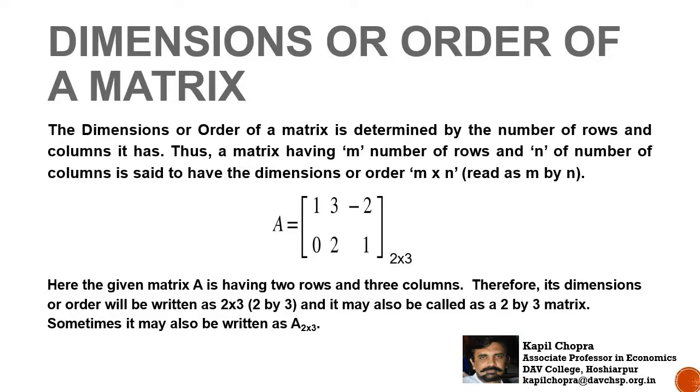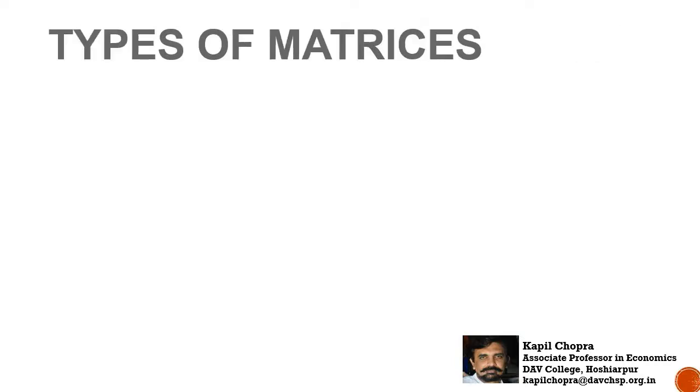Here the given matrix A is having 2 rows and 3 columns, therefore its dimensions or order will be written as 2 by 3 and it may also be called as a 2 by 3 matrix. Sometimes it may also be written as simply capital A and its order or dimensions 2 by 3.